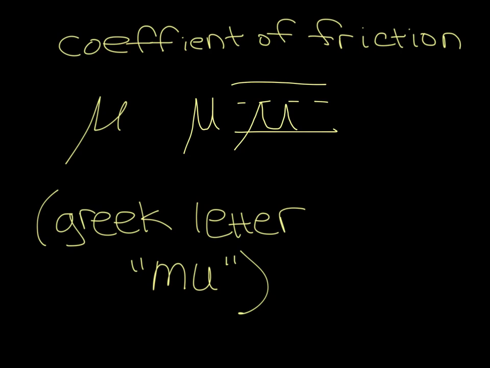What mu means as the coefficient of friction is the ratio between the frictional force on an object and the normal force on an object. So it is the frictional force divided by the normal force. Now let's take a look at an example.